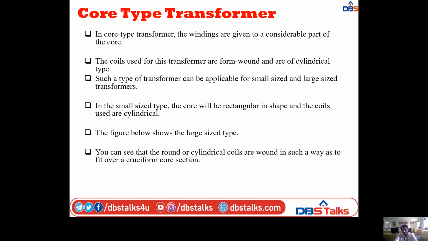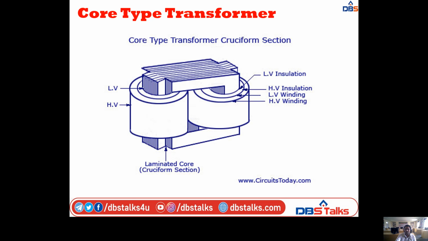In the small sized type, the core will be rectangular in shape and the coils used are cylindrical. You can see that the round or cylindrical coils are wound in such a way as to fit the cruciform core section. So this is the core type transformer with a cruciform section.